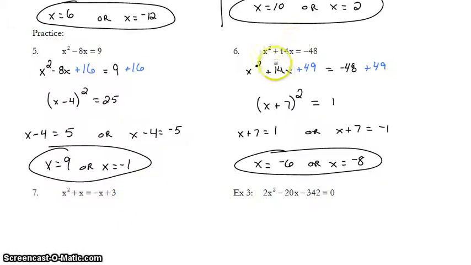And in this one, it was also set up. 14 divided by 2 is 7, squared is 49. That's what I add to both sides. X plus 7 squared equals 1, so x is negative 6 or negative 8. If you haven't tried 7, go ahead and try it. I will do example 3 with you.